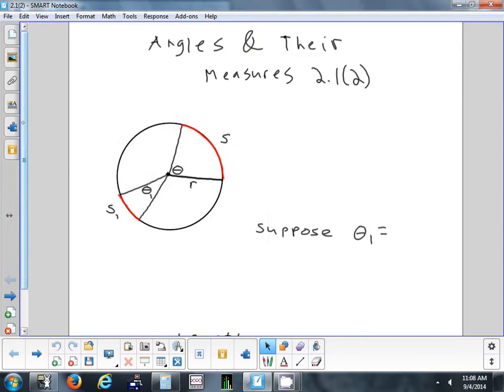So we'll finish up section 2.1, part 2. And this is going to be focusing really on two different things. We're going to look at what's called arc length and area of a sector. We're going to start off with arc length.